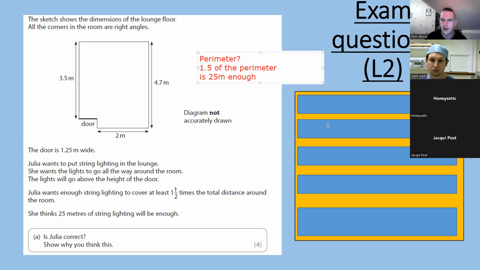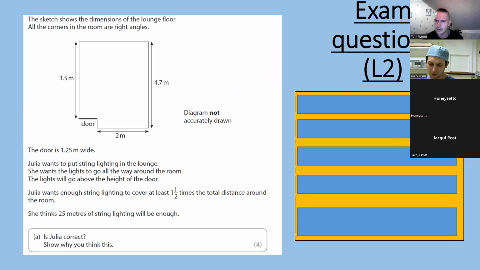How are you doing with this one, Mark? You okay? I think the perimeter is 14.7. Okay, let's have a look. We'll see how we're doing with it.